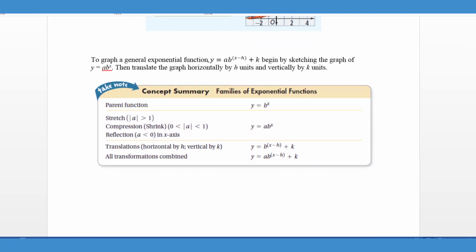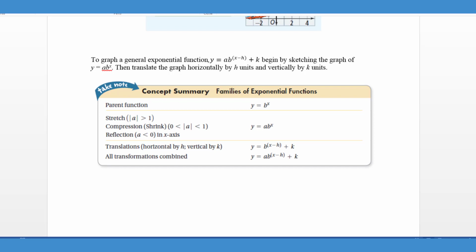Now, as always, the h and the k for the translations will come in at this point, and then you have the full transformation that can take place with the stretching and compressing and the side-to-side and vertical translations. You can see different combinations in this concept summary with the a, the h, and the k. Hopefully this is something that you're comfortable with at this point in time.